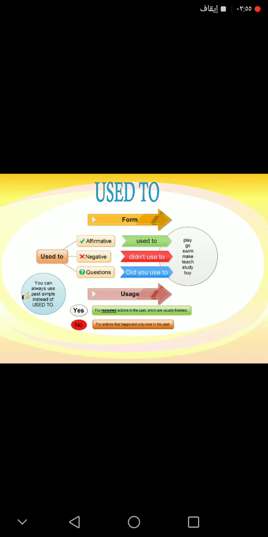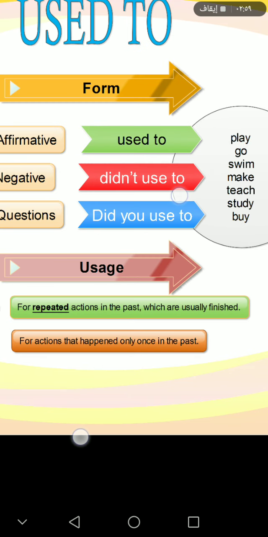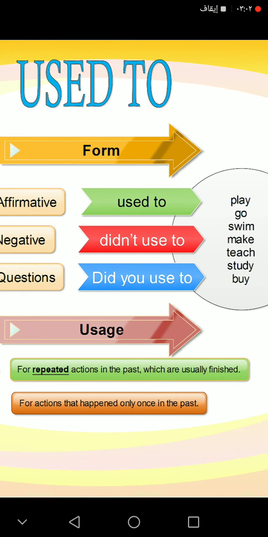Okay, another example, we also use used to for actions that happened only once in the past, something that happened in the past and just once, and now you don't do it. Or the person you are speaking about did that action or that habit in the past, and in the present he doesn't do it.